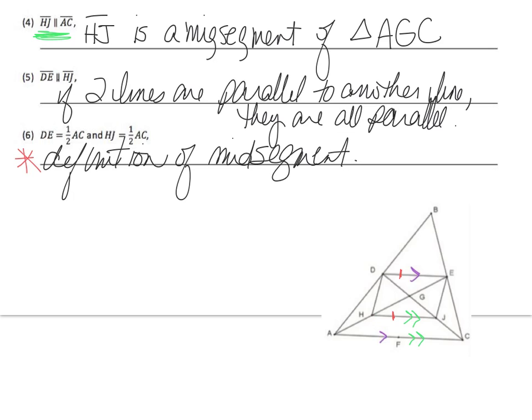And then DE is parallel to HJ. We've already said DE is parallel to AC, and then we said HJ is parallel to AC. Therefore, DE is also parallel to HJ. If two lines are parallel to another line, then they all are parallel. Now we have DE is half the length of AC, and HJ is half the length of AC. Definition of a midsegment. Okay, I drew them with red.